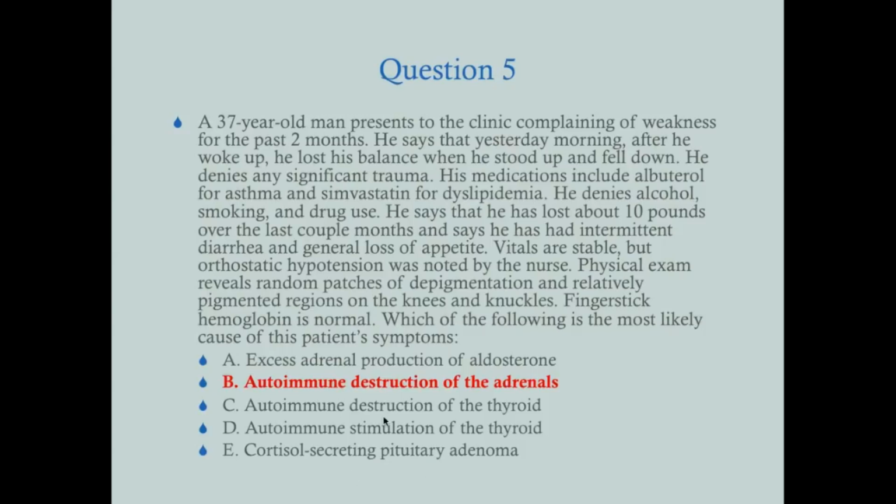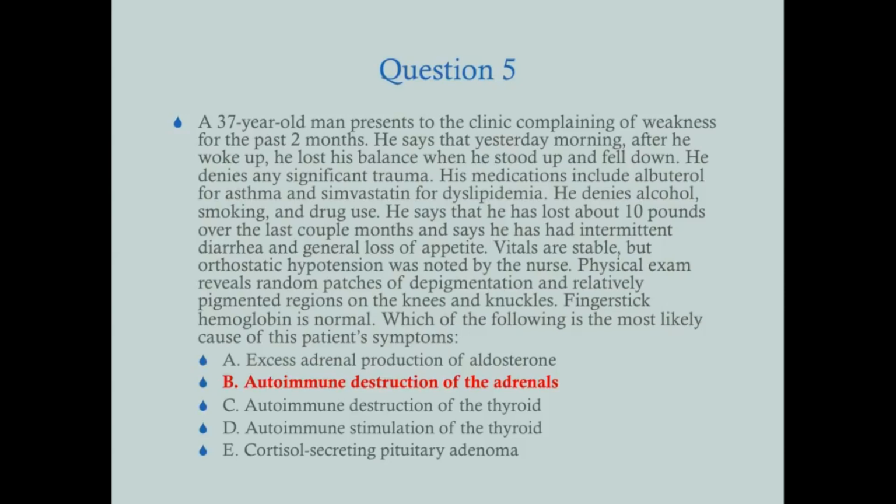C, autoimmune destruction of the thyroid. What's that? That's Hashimoto's thyroiditis, and it is the most common cause of hypothyroidism and will result in cold intolerance, goiter, weight gain, and sparse hair. Absolutely not any of those things we see in this patient.